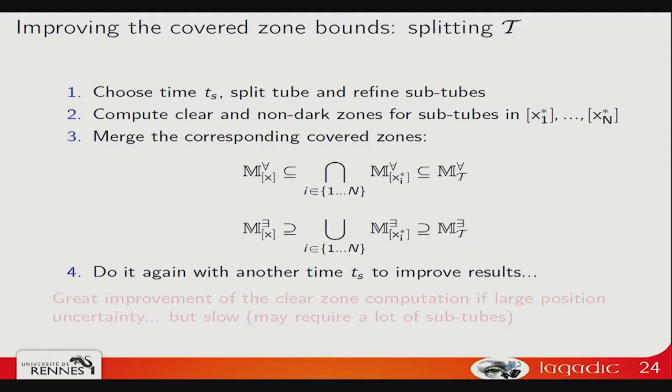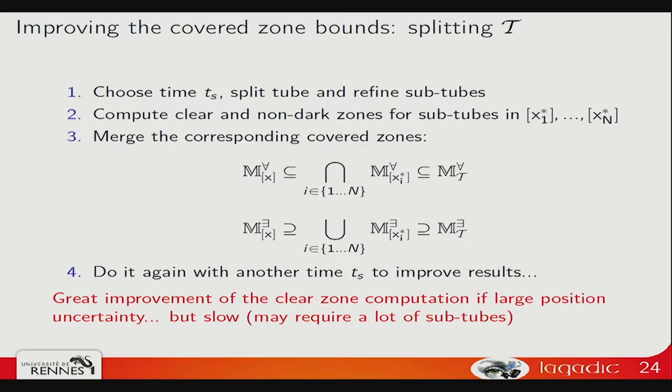So we split at one time, and the results will be locally improved around this time of the trajectory, so we can split at different times of the trajectory to improve the results globally. It leads to very great improvements, but it increases computation time a lot, especially if you have a lot of uncertainty, because we have to divide into very small subtubes.